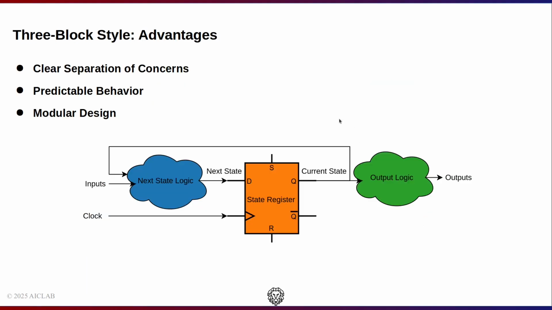The 3-block style has some advantages. First, there is a clear separation between different components. Also, it has predictable behavior because the RTL code has the same structure as the synthesized circuit. And our design is modular. Each component has its own block.